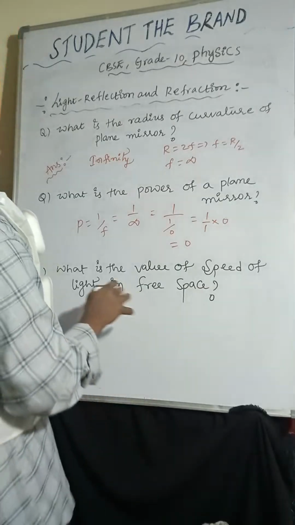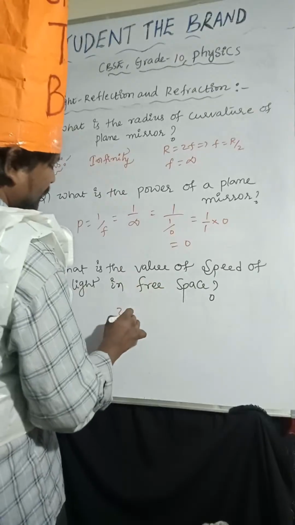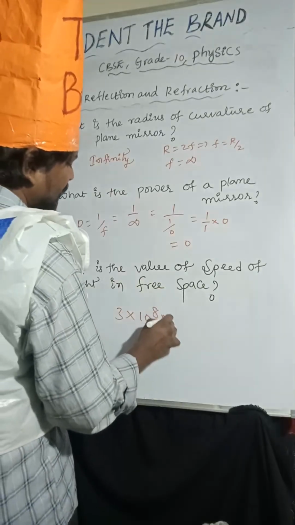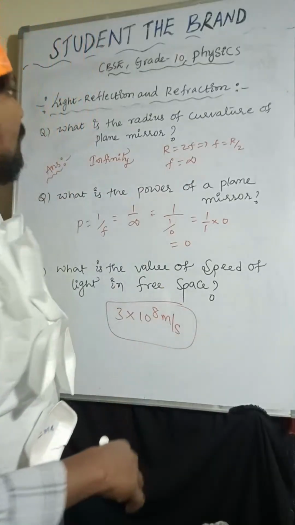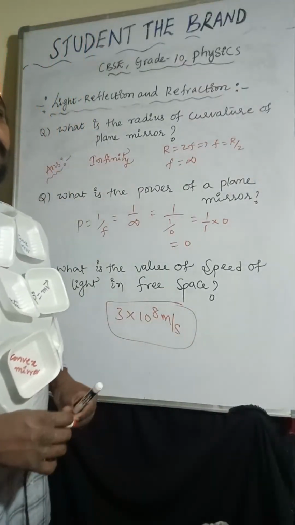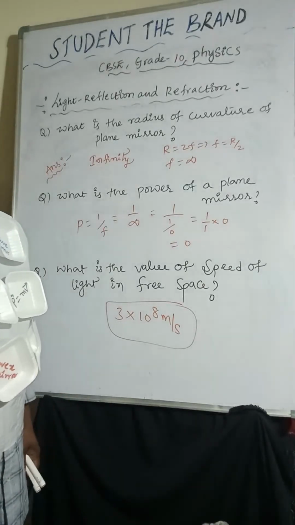So what is the speed of light in free space? 3 into 10 power 8 meters per second. I hope it is very clear.